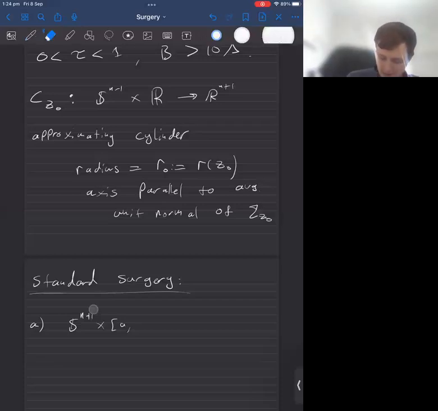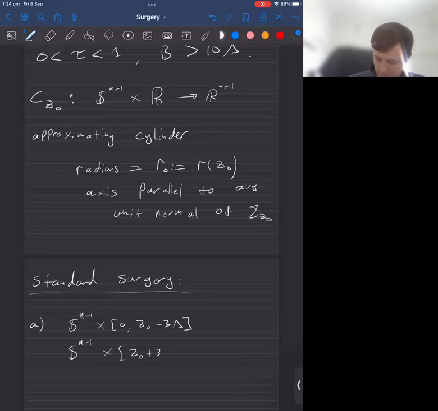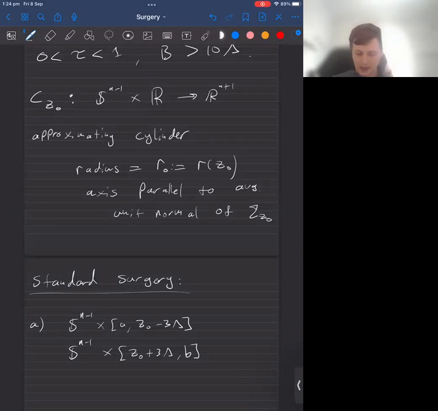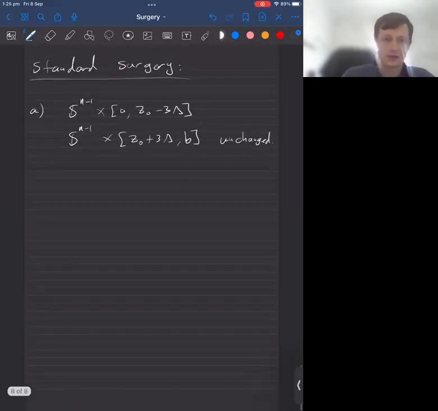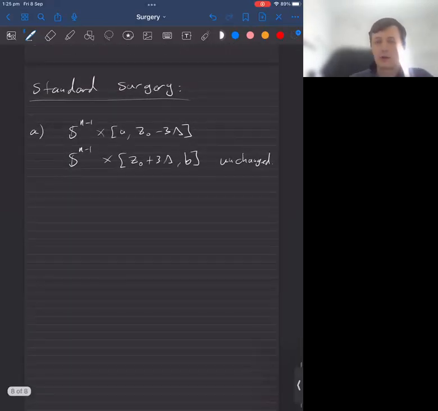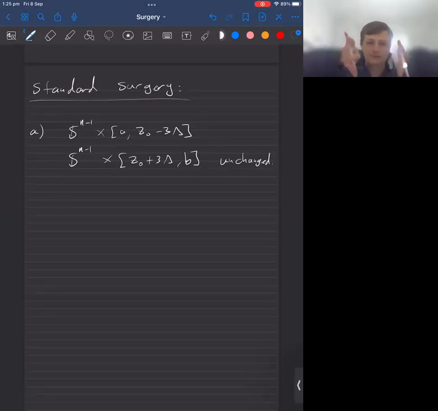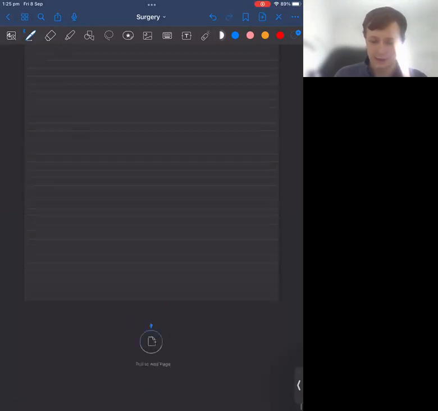And this should be Sn-1. Further than 3 lambda either way is going to stay unchanged, so the surgery is very boring there. And the idea is we're going to replace the ends. We're going to cut it there, well, cut it a little bit further, and replace the ends with some end balls.